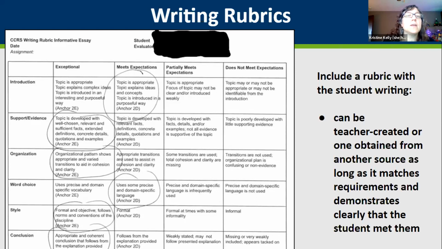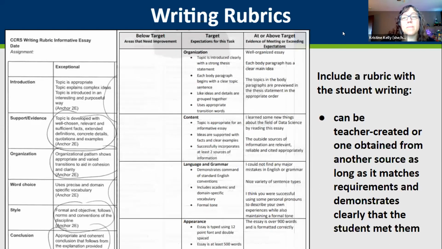So for example, here, if we're talking about producing coherent writing, clearly the student is being evaluated on the introduction, the support and evidence, the overall organization, the word choice, the style, and the conclusion. So there's an attempt here to demonstrate that the student has at least met expectations. This is one example. Purdue OWL is awesome, but yeah, I'm tired of APA.